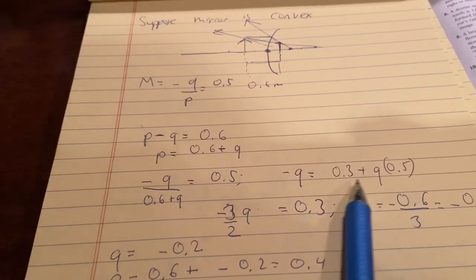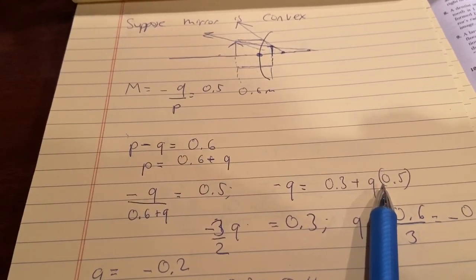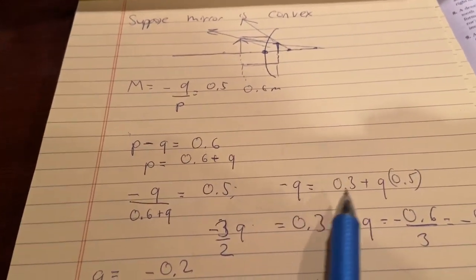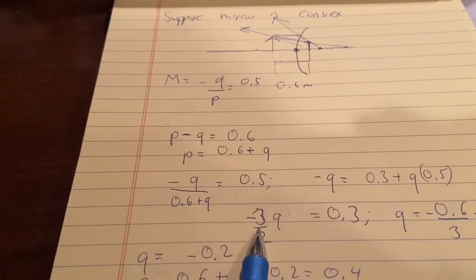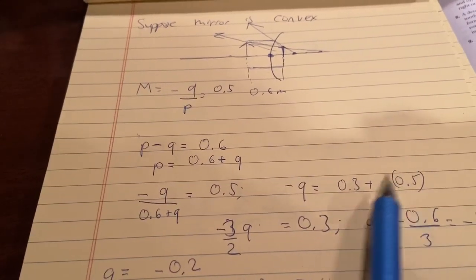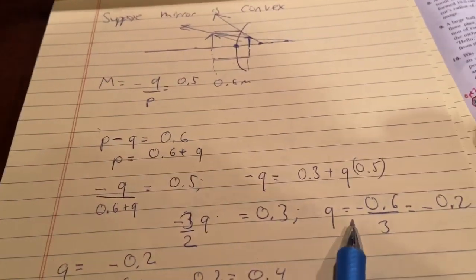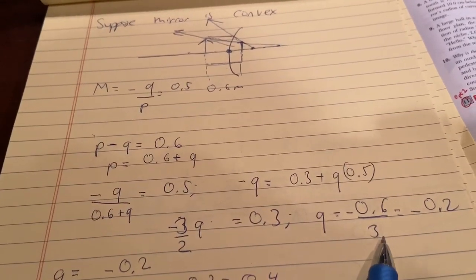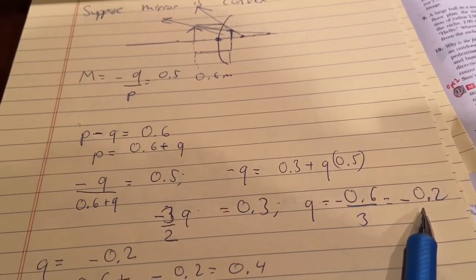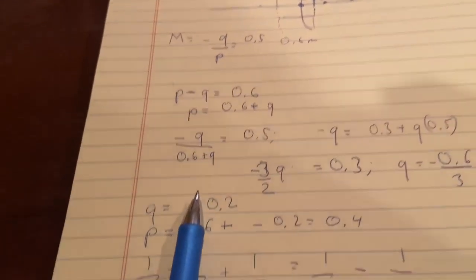You can then combine minus Q over here and Q times 0.5 here. So minus Q minus 0.5 Q equals minus 3/2 Q. You've just brought this over to this side. So minus 3/2 Q equals 0.3. Q equals minus 0.6 over 3, and that equals minus 0.2. So Q is 0.2 meters on this side of the mirror.